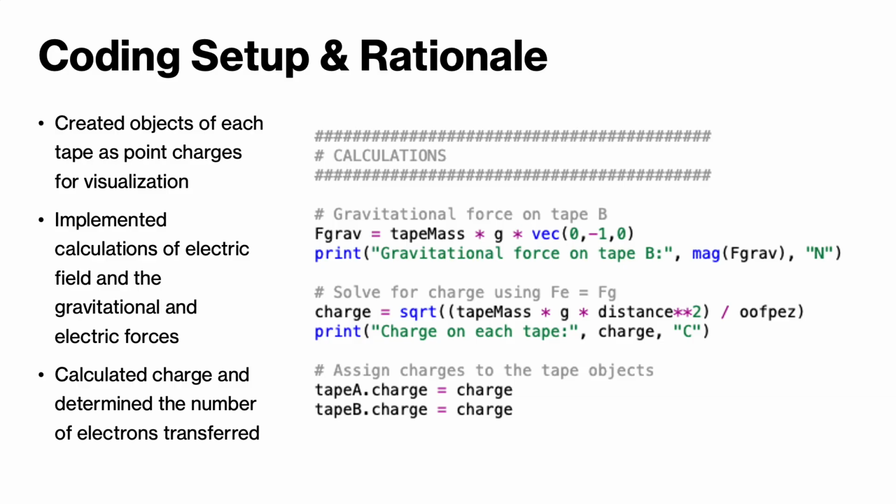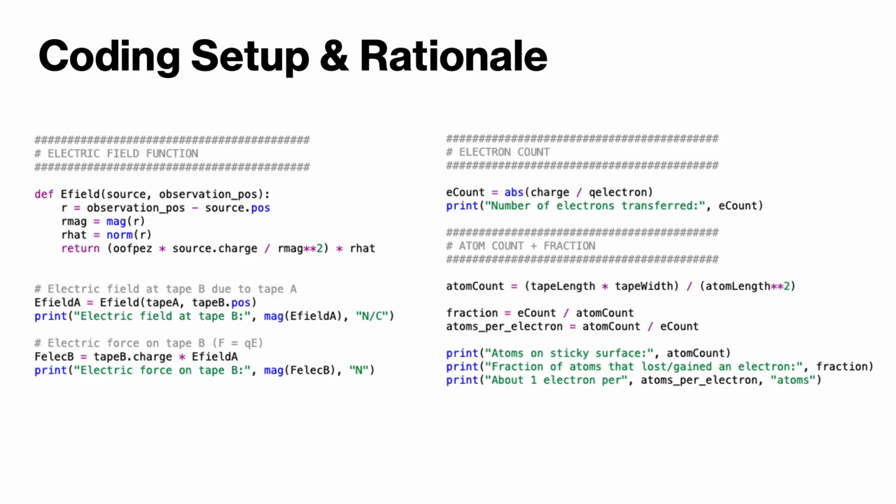To model the system computationally, we represented each tape as a point charge located at its center. This simplified the complex charge distribution while preserving the dominant physics of the interaction. The program calculated the gravitational force, the electric field produced by one tape, and the resulting electric force on the other tape. These assumptions are reasonable because we were only interested in an approximate value for the charge, not an exact microscopic description. The electric field was calculated using a function based on Coulomb's law. This electric field was then multiplied by the charge on the tape to find the electric force.